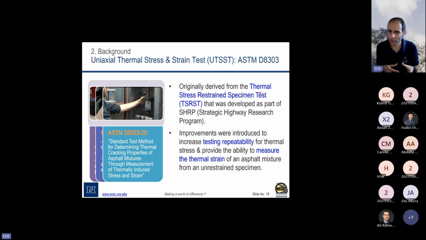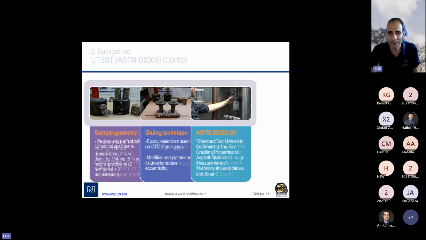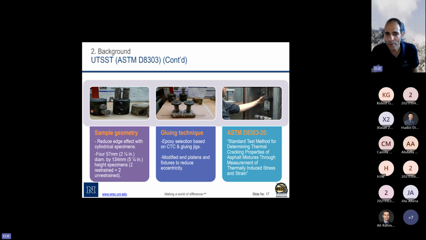And also we made some additional improvements to the platens and so on, but also we were interested to measure during the test also the thermal strain for an unrestrained specimen. So what we end up with is basically now what you see here. We were one of the first, if not the first, to take a gyratory specimen and core it sideways, like what you see over here, and make a cylindrical specimen out of it. And then we glue the 2 top and bottom platens, and we put it in a chamber.